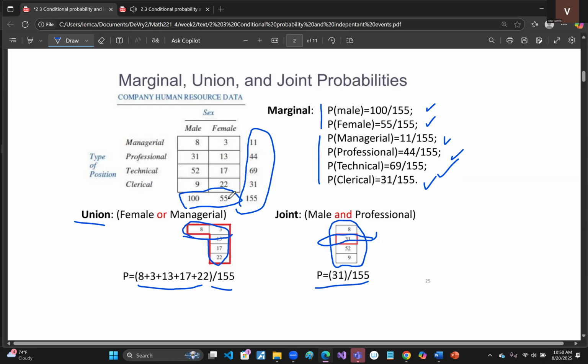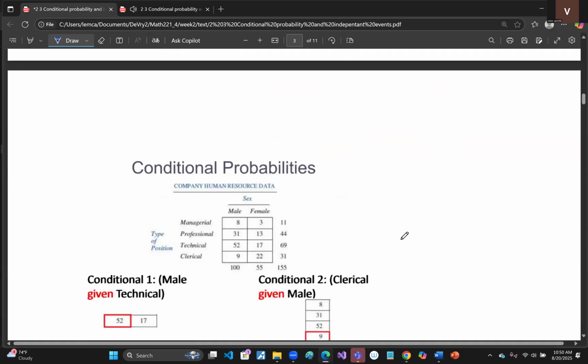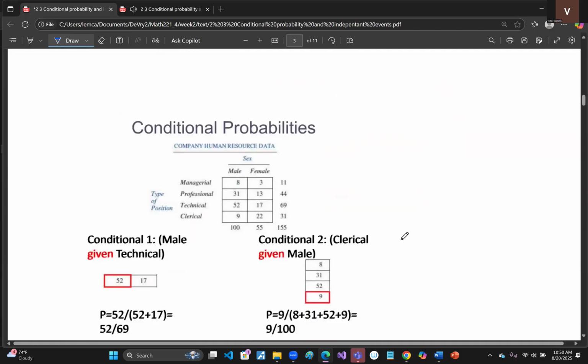The conditional probability is the probability of event A given that another event B has already happened. So, the conditional probability that a person is a male given it has a technical position is 52 over 52 plus 17. The probability that a person has a clerical position given it is a male is 9 over 100.